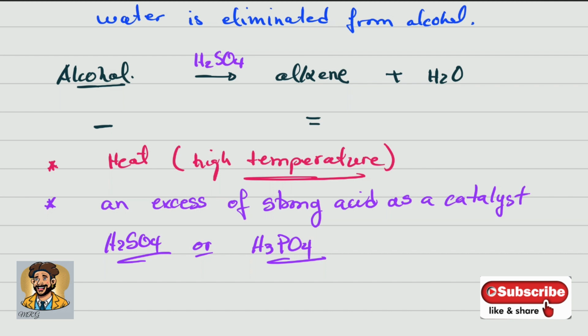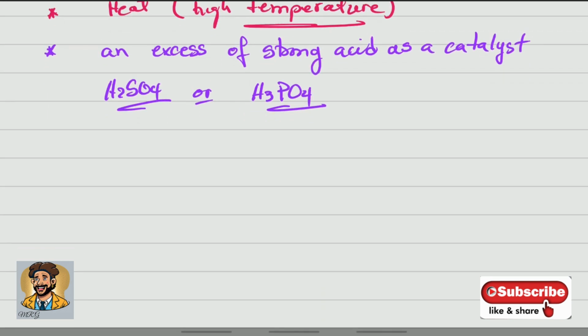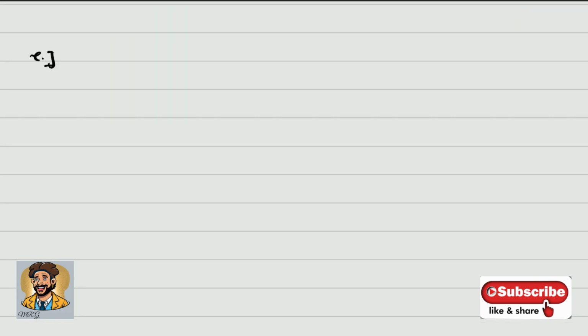So now let's see the examples. And as usual, let's look at two examples. One is the smallest alcohol with two carbons, which is ethanol. So let's look at ethanol quickly. There is ethanol. We're going to add a catalyst here. So in this case, let's write H3PO4.